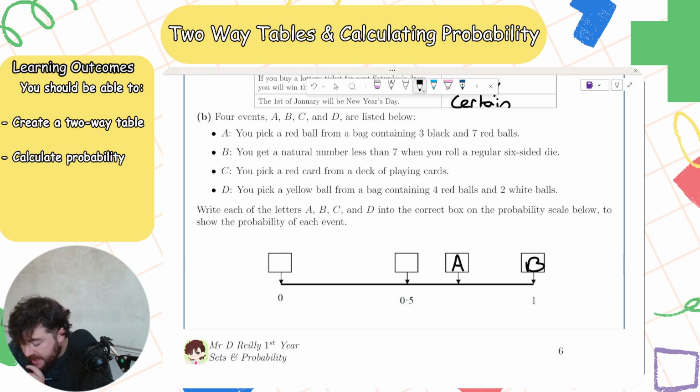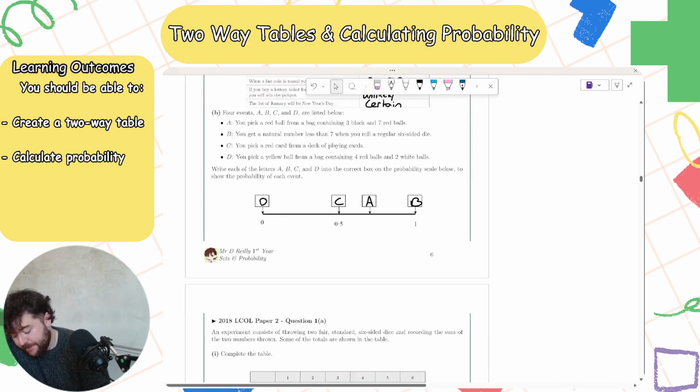You pick a red card from a deck of playing cards. That is an even chance because there's an even chance of getting a black or red card. And then finally, you pick a yellow ball from a bag containing 4 red balls and 2 white balls. Well, that's just impossible because there are no yellow balls in the bag.